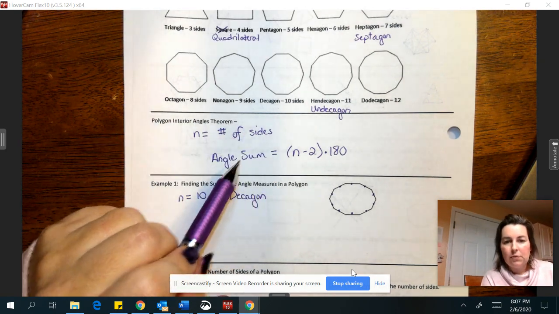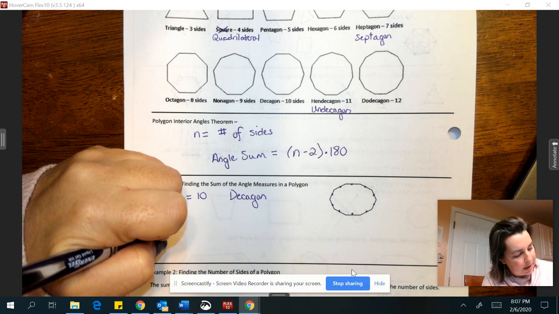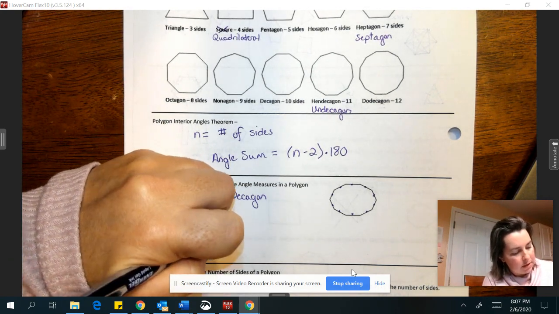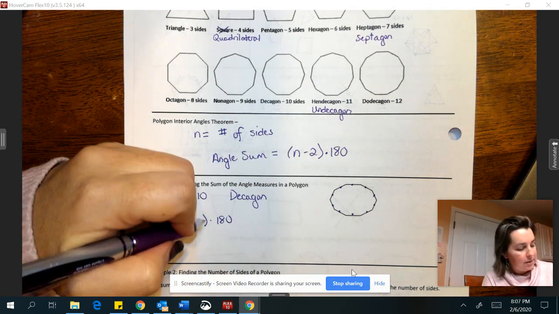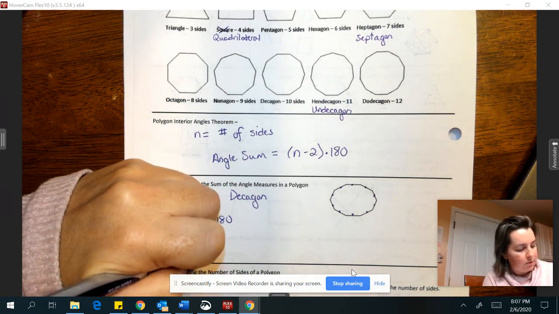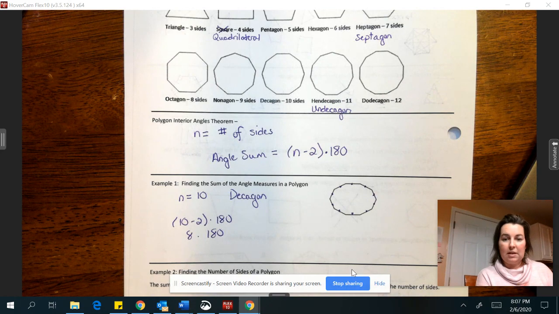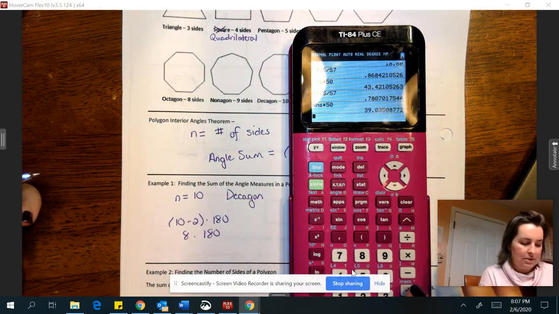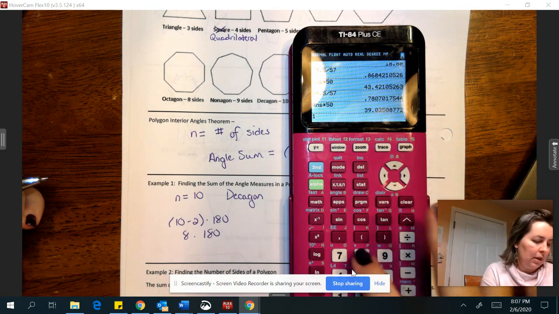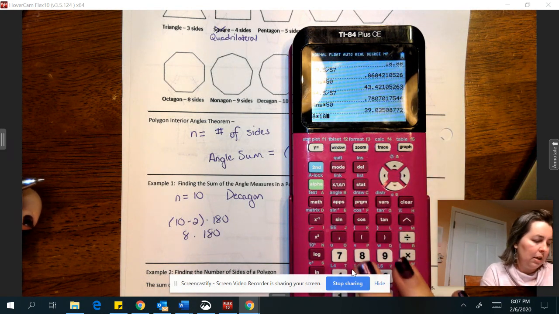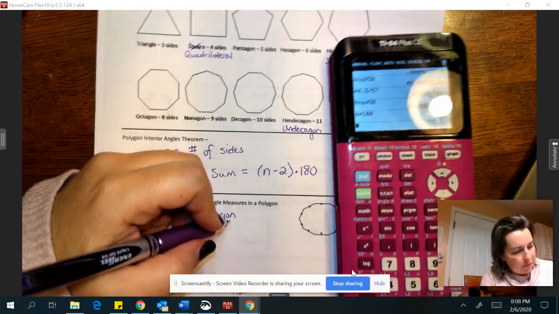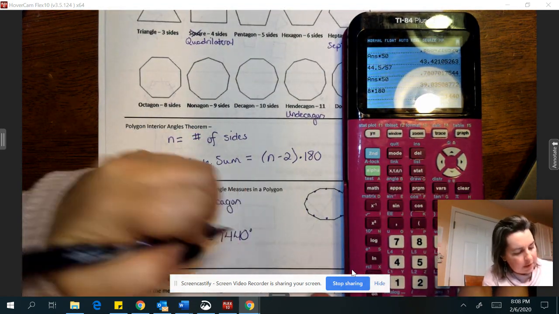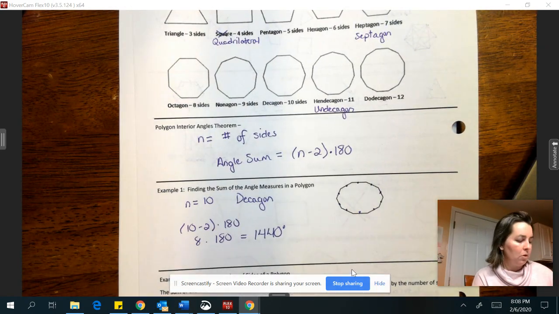So I'm going to use this formula with 10 as my n. So we have 10 minus 2 times 180, which is 8 times 180. I have my trusty calculator to tell me that 8 times 180 is 1,440. So if I add up all those angles, they will add up to 1,440.